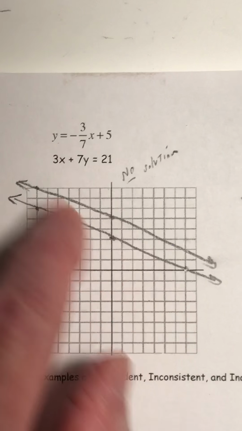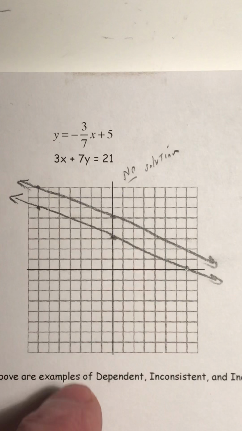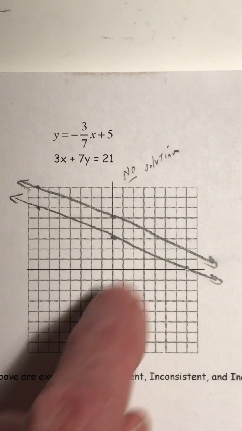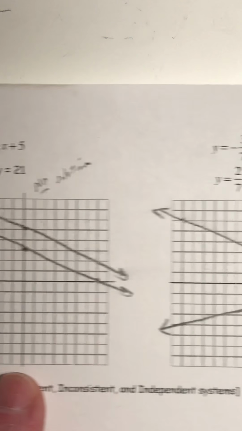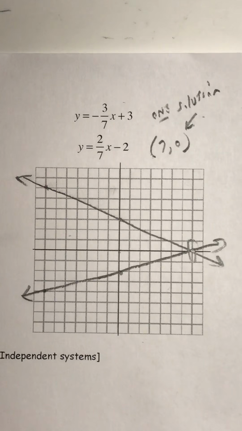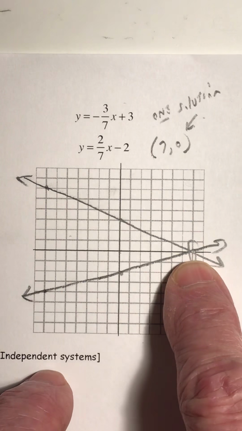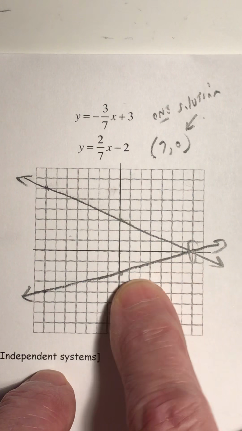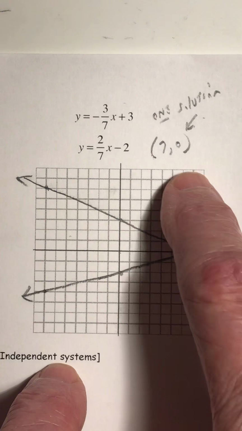The next picture, if you draw these two graphs, you get parallel lines, so there's no point common to both, and that system is not going to have any solution. That system has no solution. And lastly, the thing that more typically happens is you draw both graphs and you get one point that they share. And here the common point is 7 for x, 0 for y, and you have that one solution.